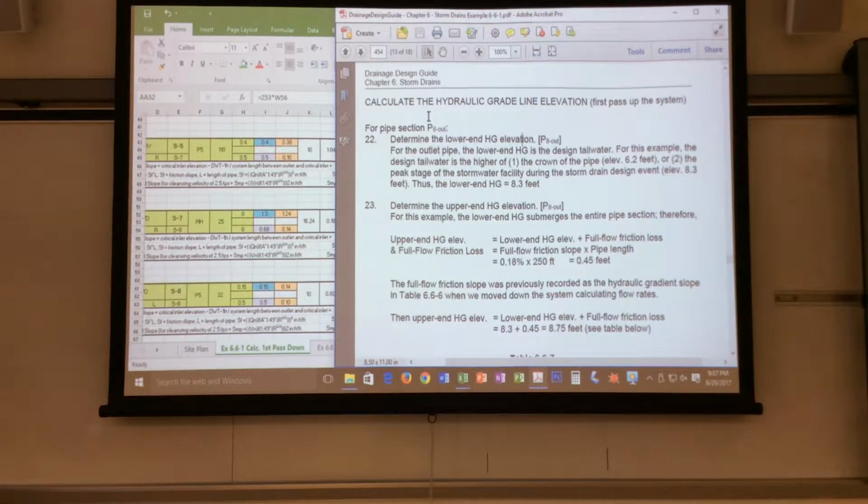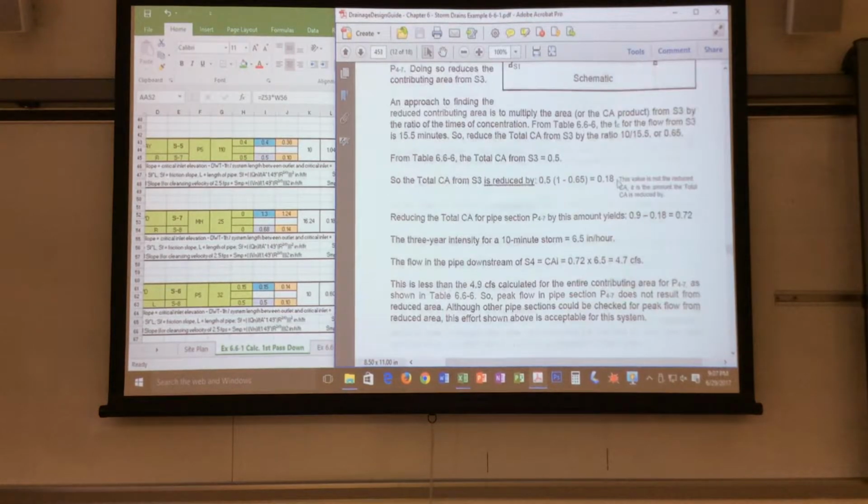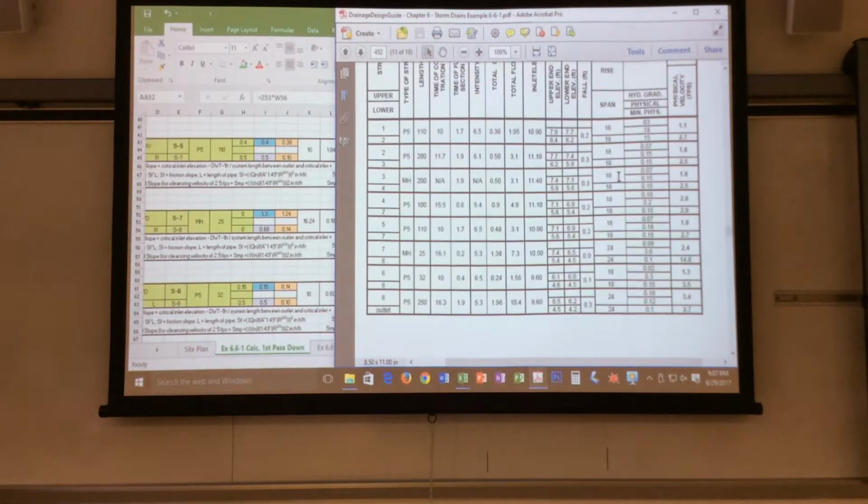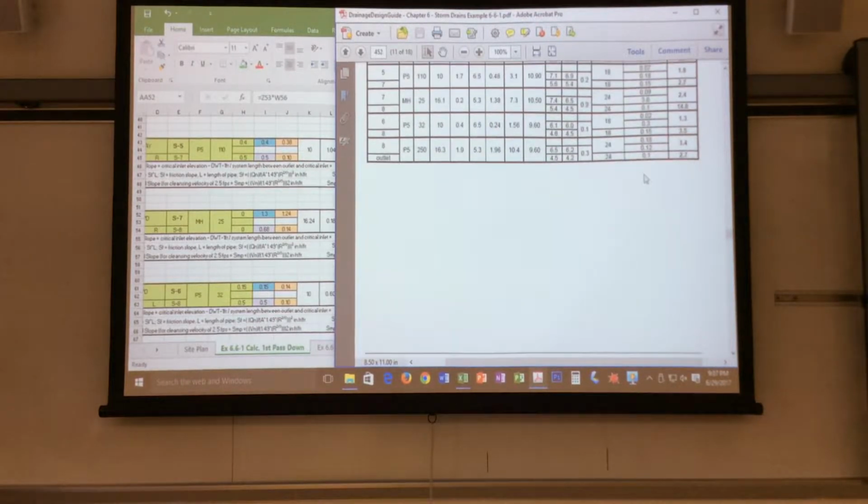Calculate the hydraulic grade line, first pass. That means we're going to have our first estimate. Like I said, we used 18s and 24s. So take a look at that table to make sure that you've selected before you have the 18s, you have a 24, 18, and 24.